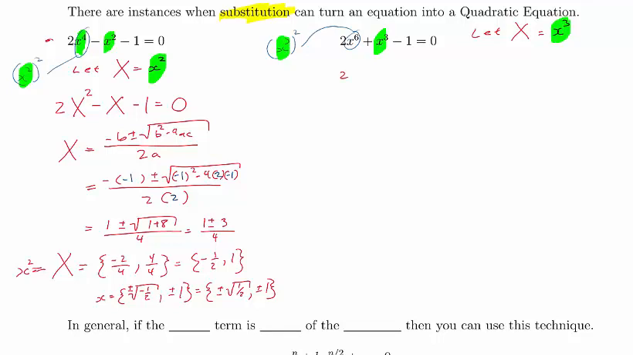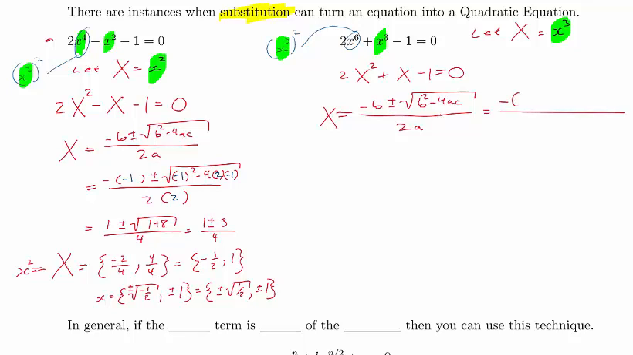So we have 2 times big X squared plus big X minus 1 equals 0. Cool. All right, so let's go ahead and use the quadratic formula again. Again, big X equals negative b plus or minus the square root of b squared minus 4ac, divided by 2a. All right. Now we're going to fill everything in.